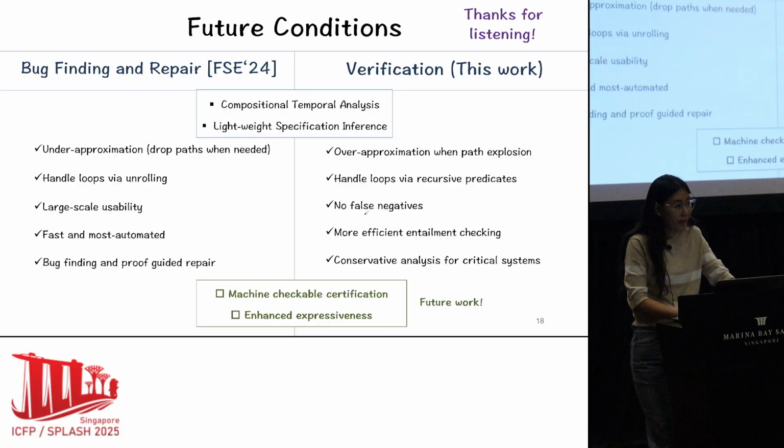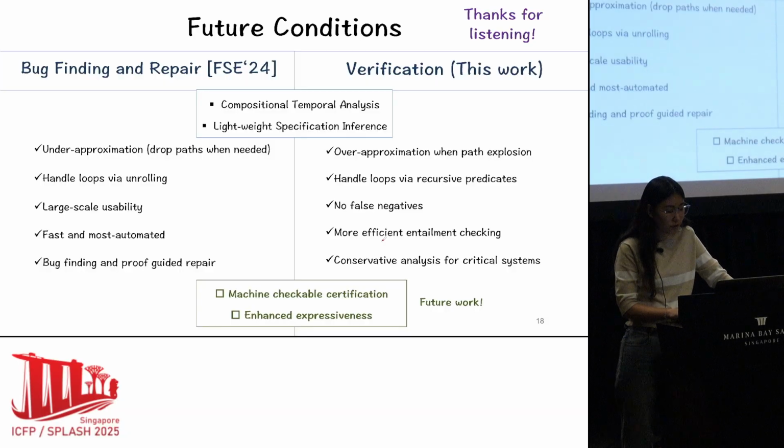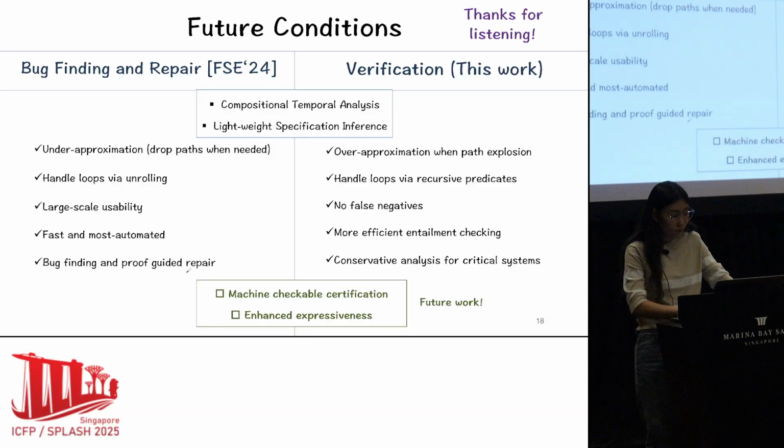However, in this work, we guarantee there are no false negatives because it is sound by design. And as I explained before, the earlier work is also fast and mostly automated. But in this work, we try to improve the efficiency of the entailment checking. Okay, the last point is that this work is more suitable for conservative analysis for critical systems, where you do not want any miss of violations.